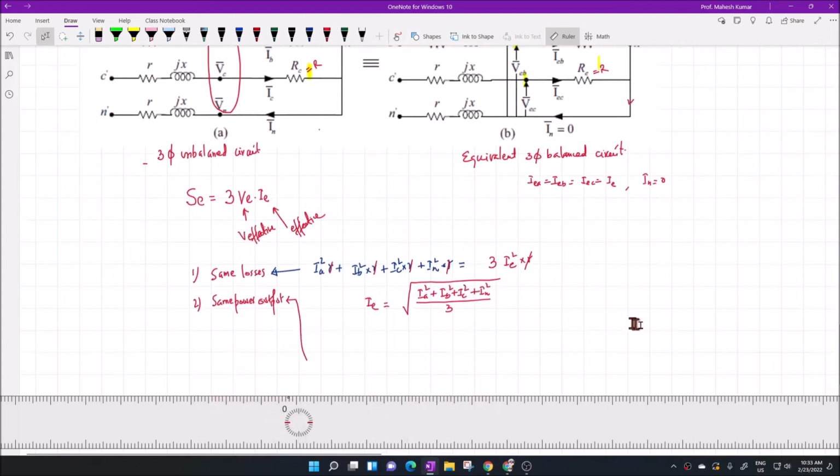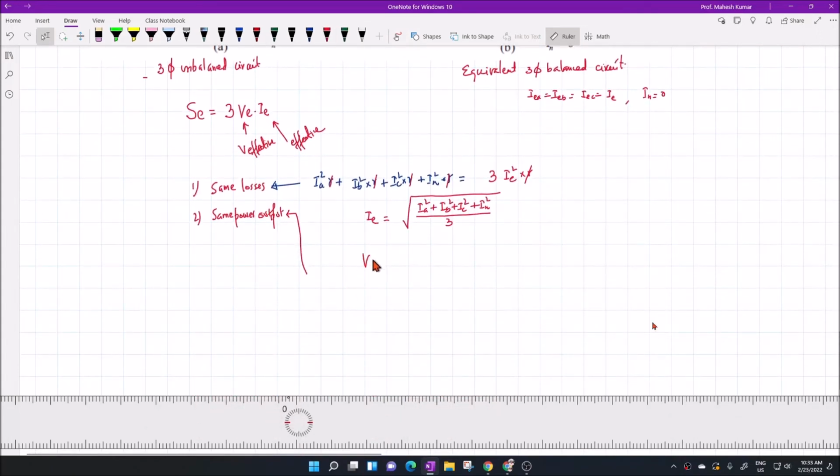consumed in the resistance will be VA square by R plus VB square by R plus VC square by R, okay, and plus we can also imagine that there is a line to line voltages supplying a delta connected load. So I can think of that this R can be visualized as this R.